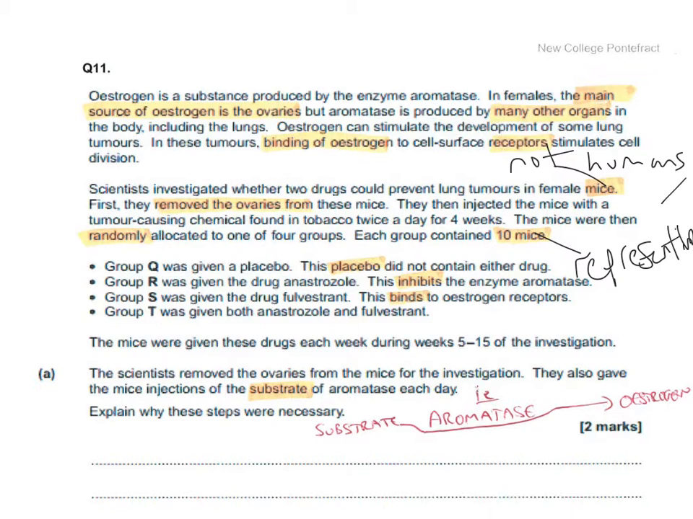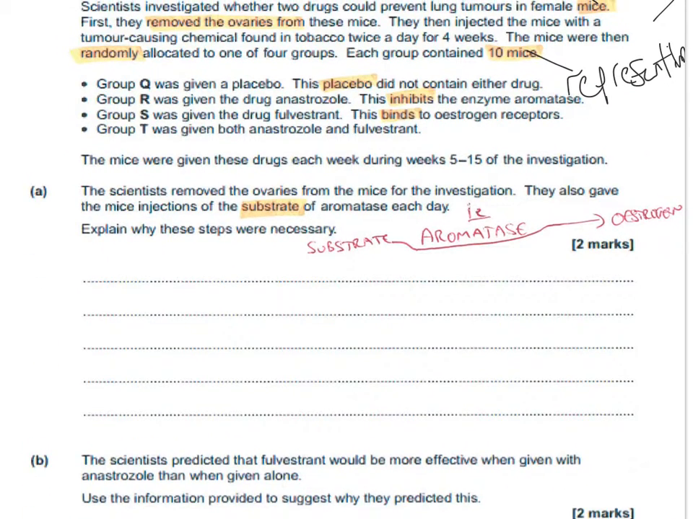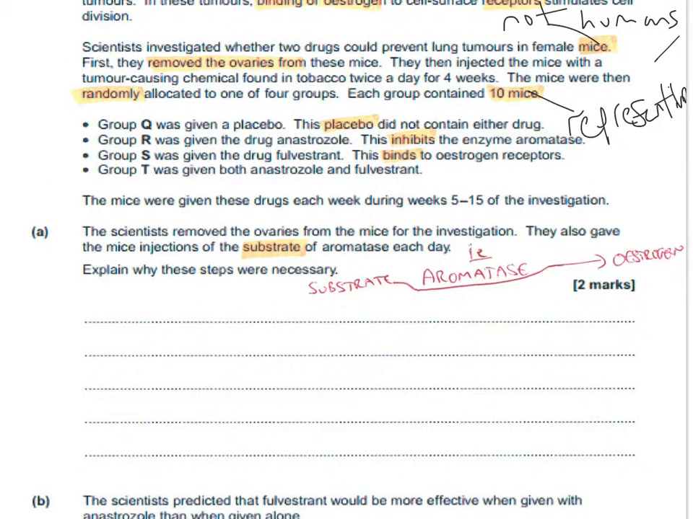Right, we're going to carry on with the normal questions, and we get more information for the last question. We'll do it as we go through. This question here: why did they remove the ovaries? Well, that was the main source of estrogen. So by adding the substrate, you can control how much estrogen is produced. The only estrogen being produced is due to the amount of aromatase that you add.